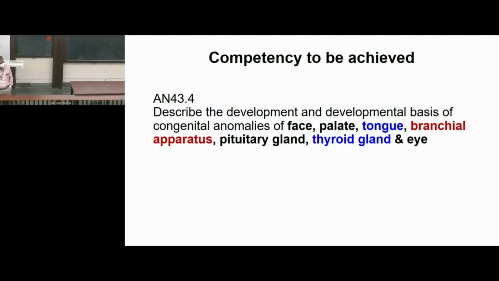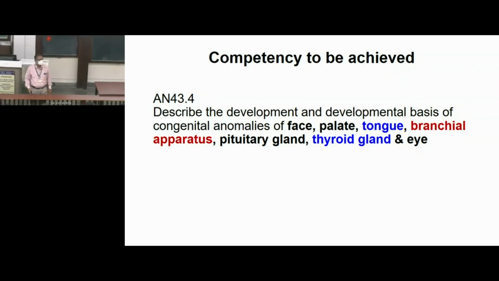What competency are we referring to when we are discussing pharyngeal apparatus? So 43.4 as per the competency booklet, it states that describe the development and developmental basis of congenital anomalies of face, palate, tongue, branchial apparatus, pituitary gland, thyroid gland, and the eye. I have highlighted things with different colors. What it means. Face and palate we will be discussing on 2nd of June. Branchial apparatus is an equivalent name for pharyngeal apparatus. That is what we will be discussing today. As a part of the development of branchial apparatus, we will also be discussing development of tongue and thyroid gland, time permitting.